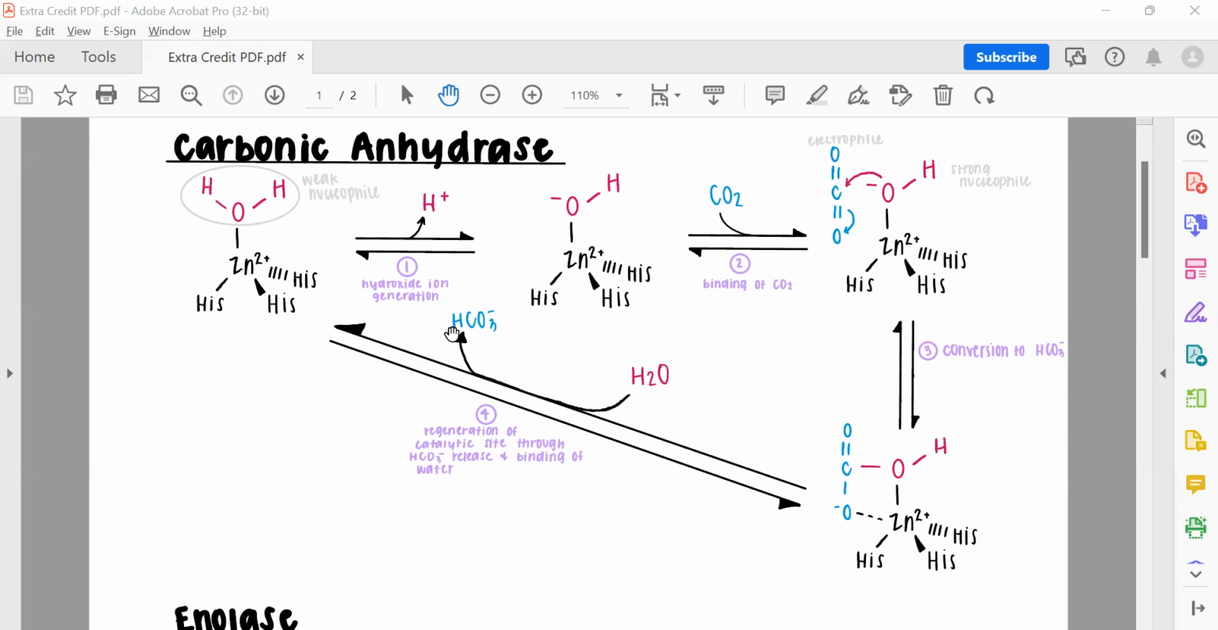So as this occurs, we have now regenerated our carbonic anhydrase, and instead of releasing CO2 into the blood, we now have generated this hydrogen bicarbonate that will be released and used in order to neutralize or change the pH in the body system.